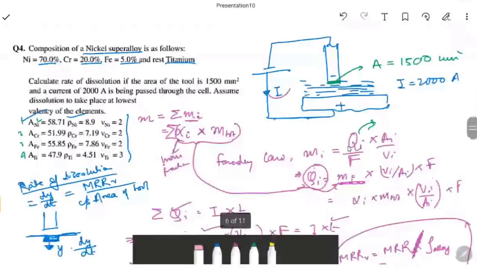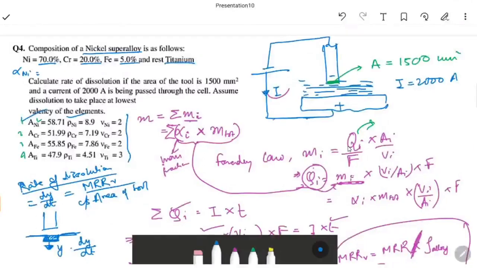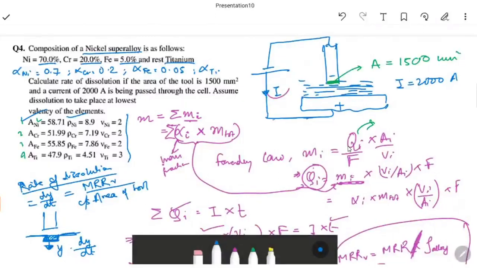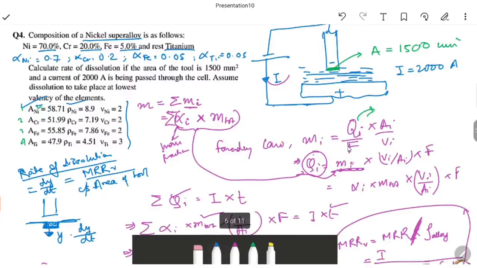From here we will get the alpha i values. Alpha nickel is 0.7, alpha chromium is 0.2, alpha Fe is 0.05, and the remaining is titanium, which is nothing but 0.05. And you have here the Ai, vi, and rho i. So all you have to do is substitute the values here.